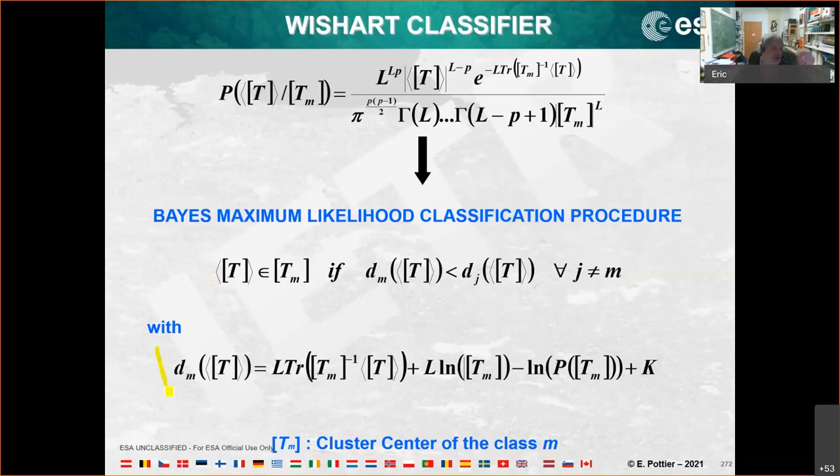So for each pixel, I'm going to derive the distance between the coherency matrix of this pixel and the coherency matrix corresponding to the different cluster centers. And for the minimum distance, I shall assign this pixel to the corresponding class. So it's very easy, and very easy to implement. And thanks to the exponential distribution here, it's very easy to derive the expression of the distance. Okay, there is no problem. So this is what we have done.